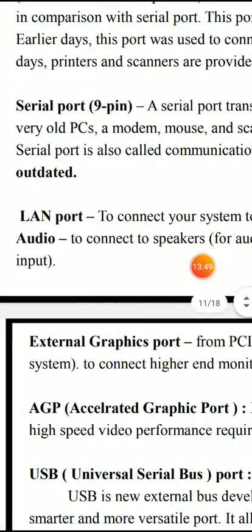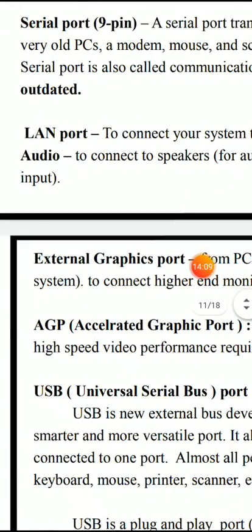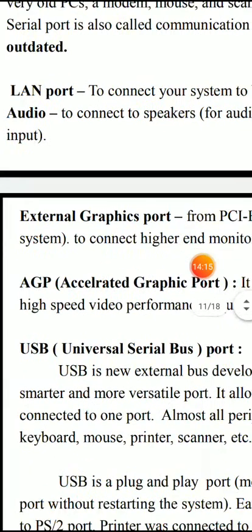Next one is called the LAN port. LAN, as I told, stands for local area network. In order to set up a local area network, we need to connect a cable from one system to another system. So this port has a provision to connect a cable which is used to connect various computer systems in order to form a local area network. I hope you understood this. Next one is the audio port. As I told, in order to connect an external speaker, we use the audio port.